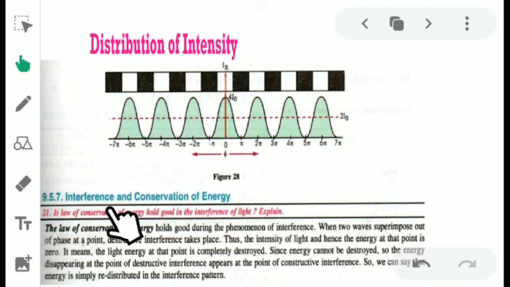Now, interference and conservation of energy. You know that interference is the redistribution of energy. At some points it is dark and at some points it is bright. At the dark points the energy disappeared, but at the bright points energy appeared. That means energy disappeared at the dark points and appeared at the bright points. So energy is conserved in the interference case also.